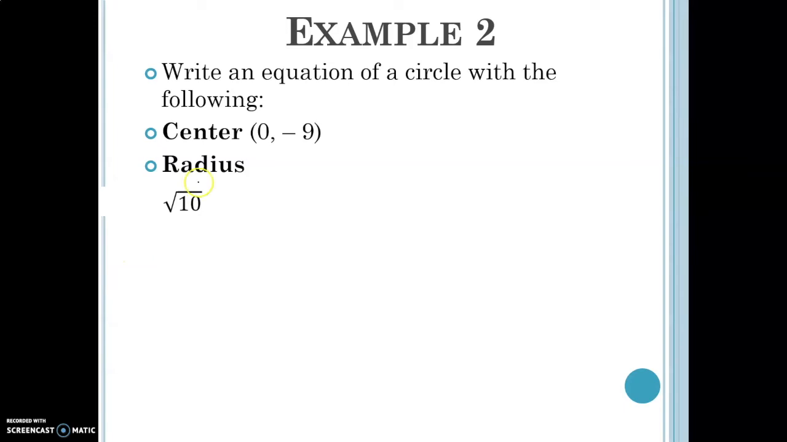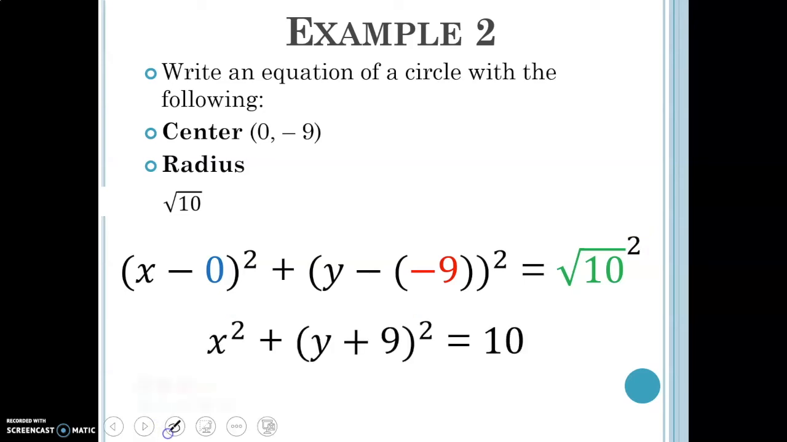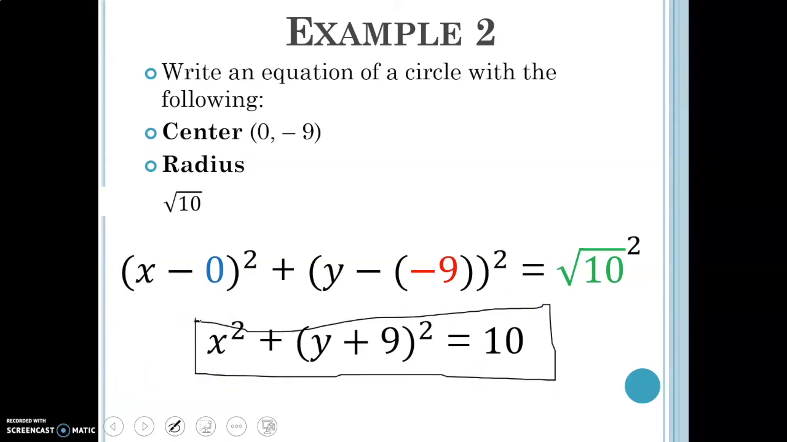Here we have a radius that has a radical, and we have a center of (0, -9). So all we're going to do here is plug in our h, which is 0, our k, which is negative 9, and then our radical 10 squared. Now remember, a square and a square root are inverse operations, so they will cancel each other out. So our final answer here is x squared, because x minus 0 squared is x squared, plus y plus 9 squared equals 10. Again, remember, these two negatives will just make a positive, and then the square root and the square cancel out and leave you with a 10.